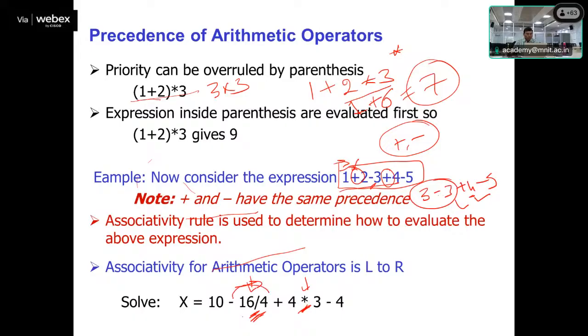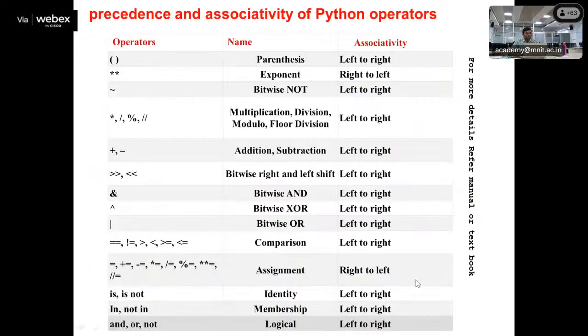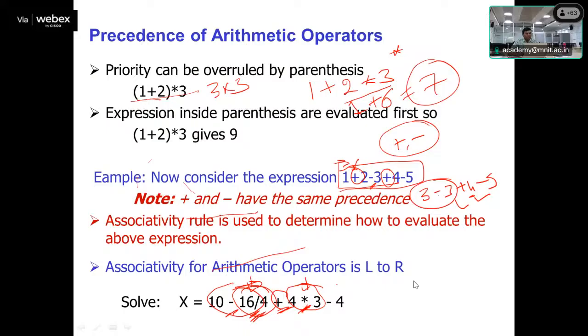So first the division is going to take place, then the multiplication, and then the addition is available here and the minus is available there. Then this minus is going to take place, and after that addition and then minus. That way the precedence and associativity rules are used by the Python interpreter or compiler to decide how the expression is going to be evaluated.